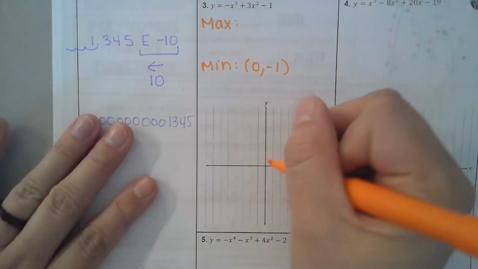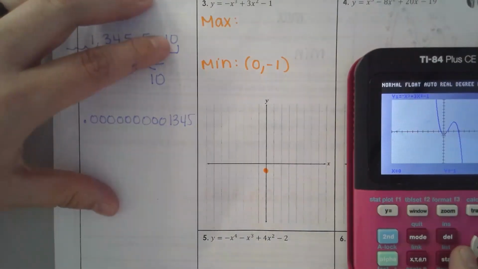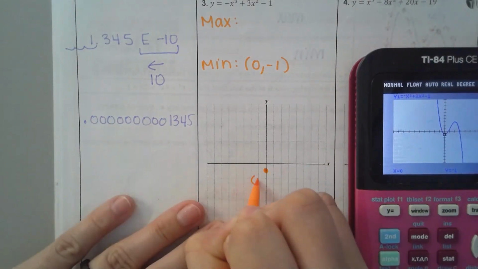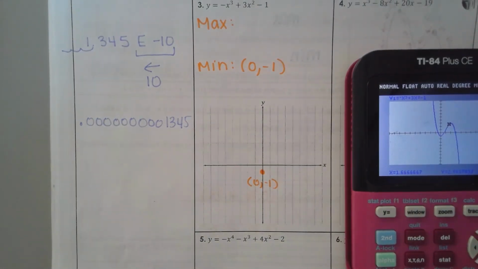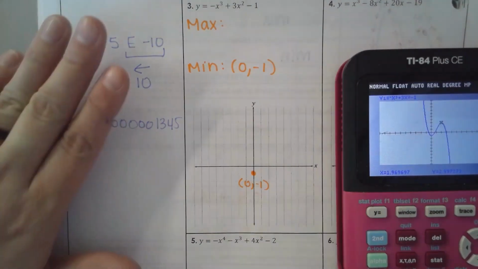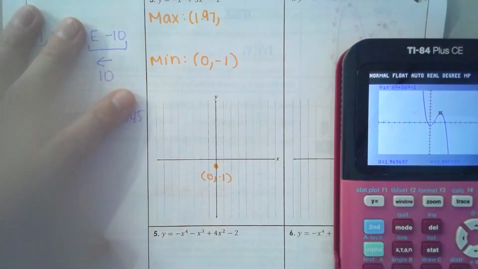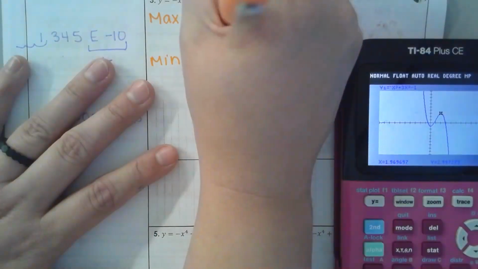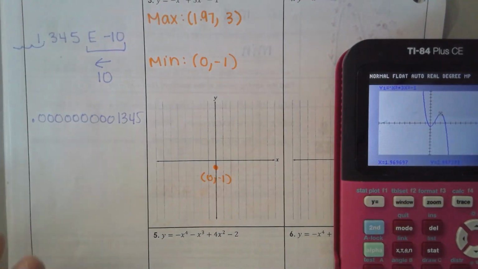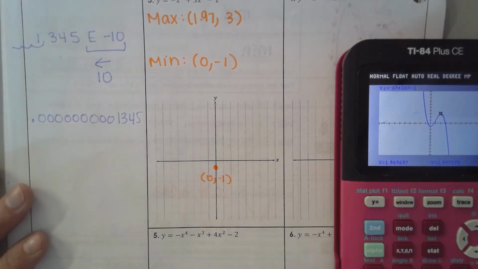So 0, negative 1. And then I'm going to trace over. I'm going up, up, up. So that's the point, 1.97. And it's 2.997. I'm just going to put 3. You could put 2, 3, I guess. But this one does round to 0.97. That will just keep going up.